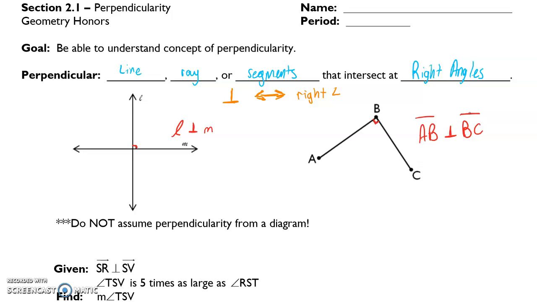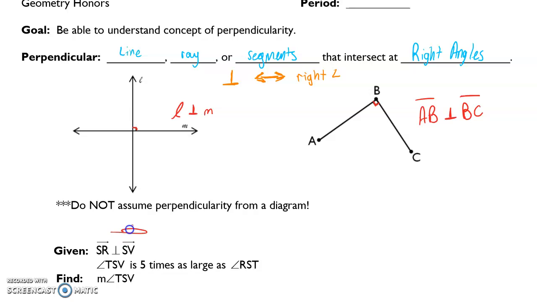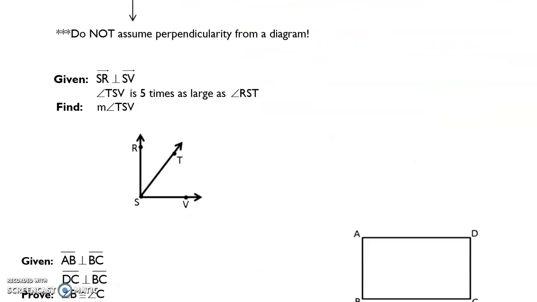Never assume it on a diagram. You can't assume it. You have to be given that mark. That's not assuming. So if you have that mark, or if you have one of these statements, it's not assuming. All right, let's do a proof with perpendicularity.